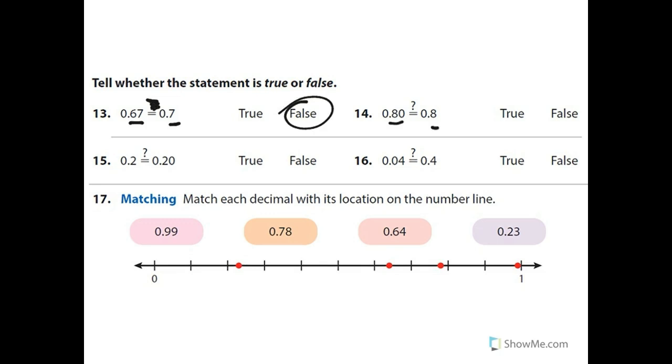80 hundredths and 8 tenths. Well, let's look at the place values. We've got 8 in the tenths place and 8 in the tenths place. Are they equal? Yeah, they are. So always look at the place value. Number 15 and 16 on your own, and then we'll go over it. Alrighty, so if I'm looking at place value, I've got 2 in the tenths and 2 in the tenths. 0 in the hundredths, well, I got nothing in the hundredths place there, and 0 is the same as nothing, so that's true.